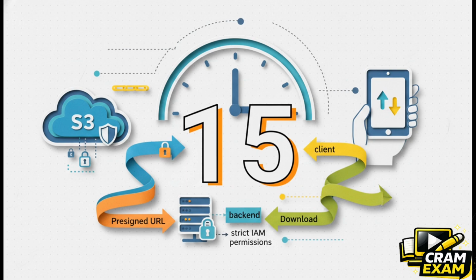Well, you use a presigned URL. Your backend code, which already has strict IAM permissions, generates a temporary cryptographically signed URL. You hand that link over to the client, and they have exactly 15 minutes to download or upload that single file directly to S3. You get to grant cross-account access without ever changing your bucket policies or exposing your backend architecture. It's exactly like giving someone a self-destructing VIP pass.